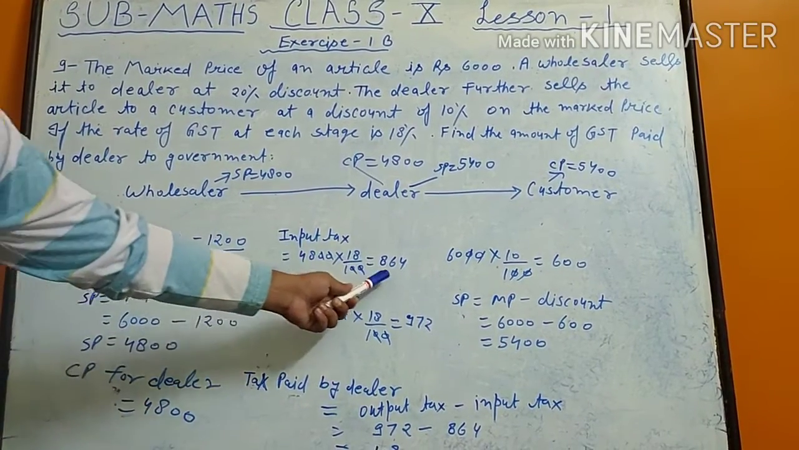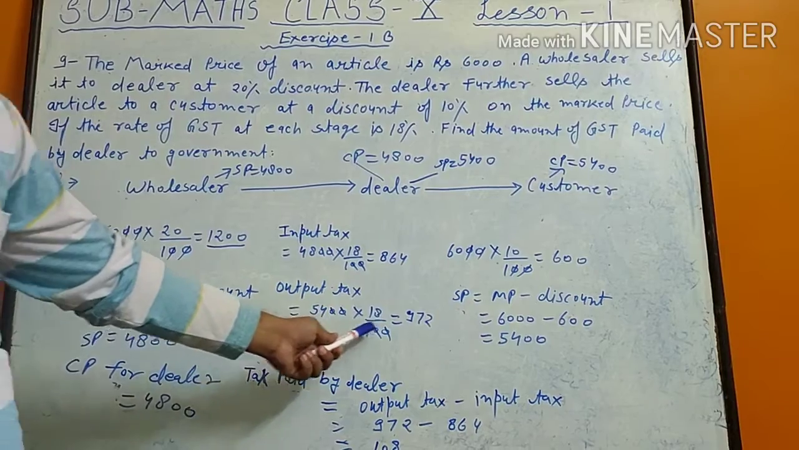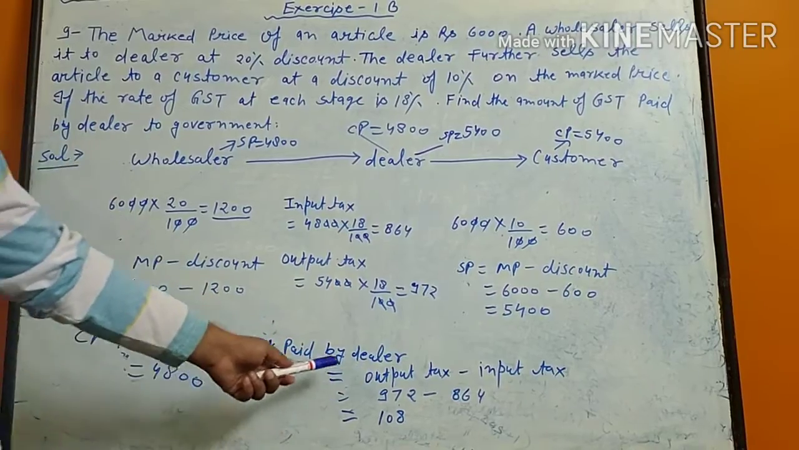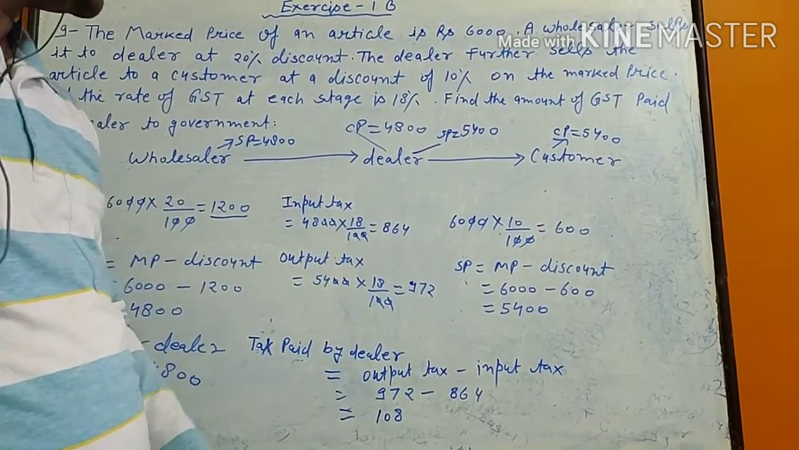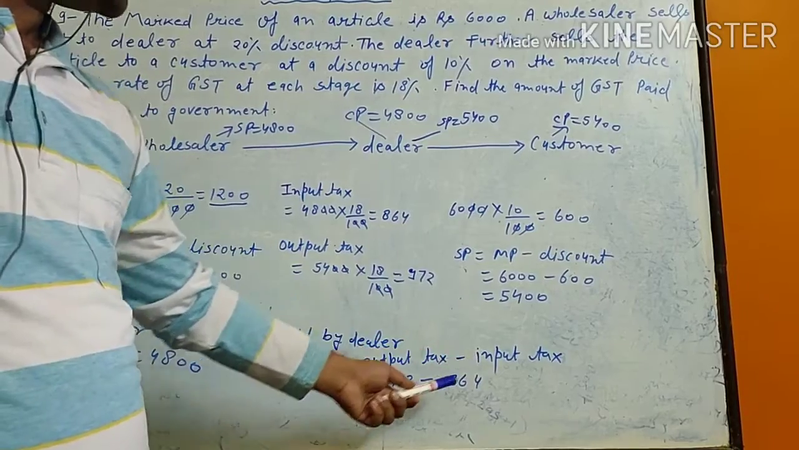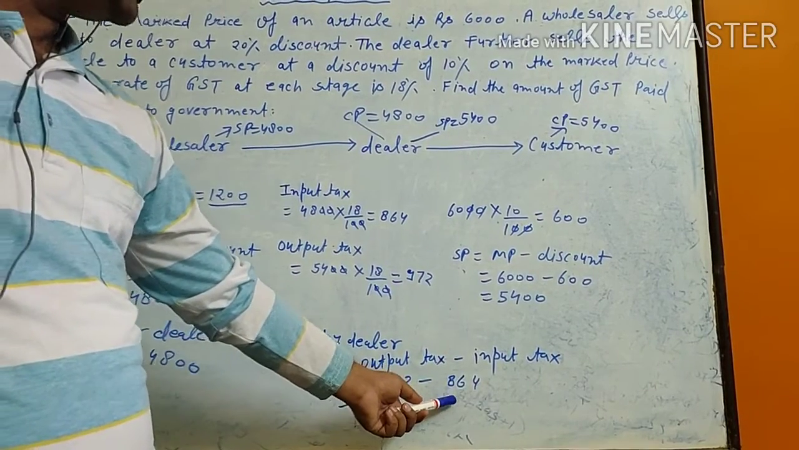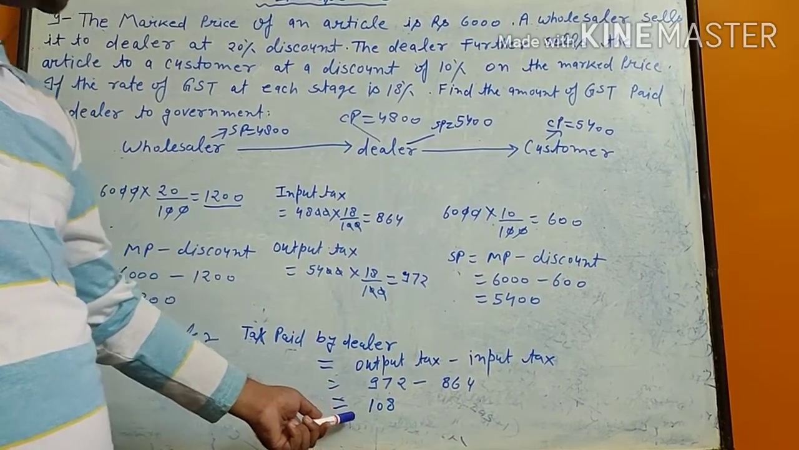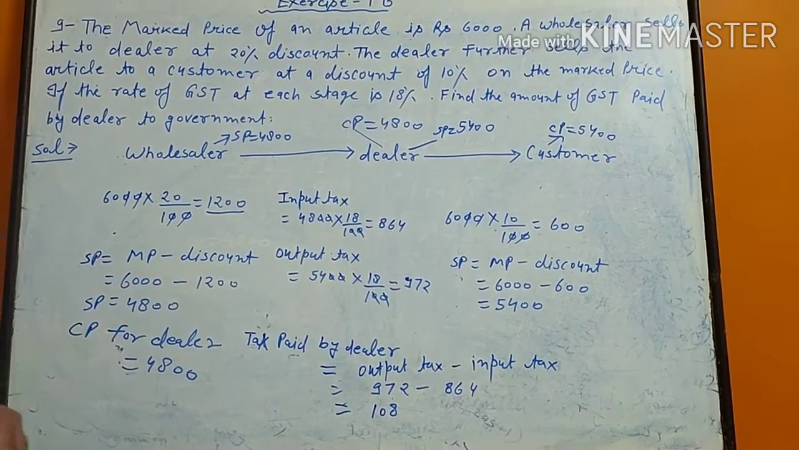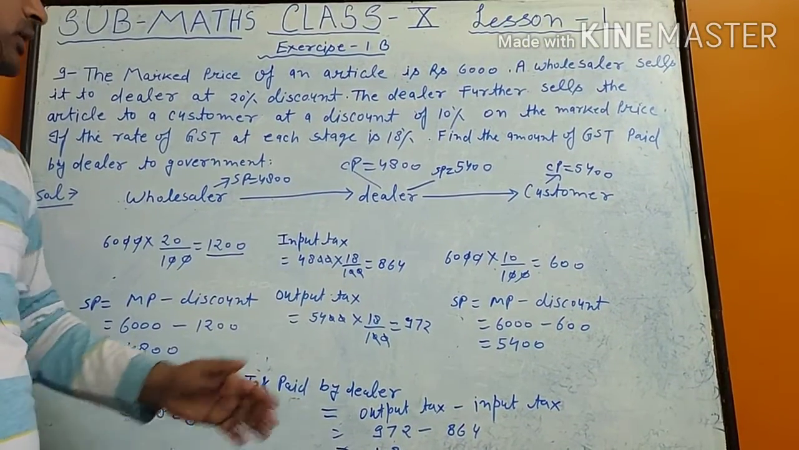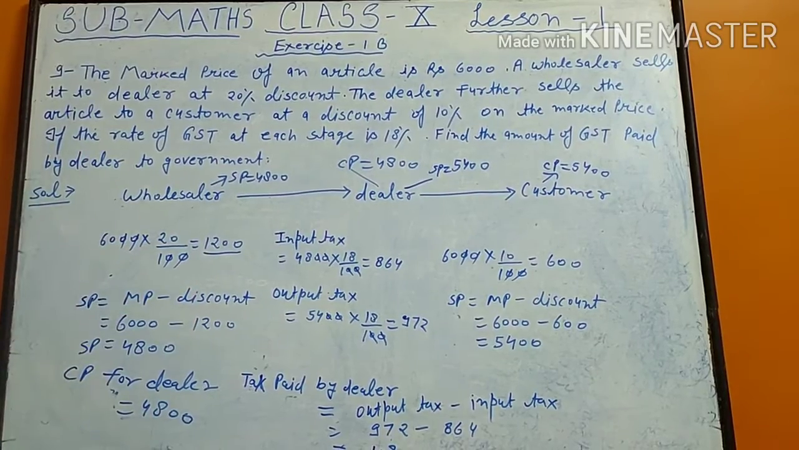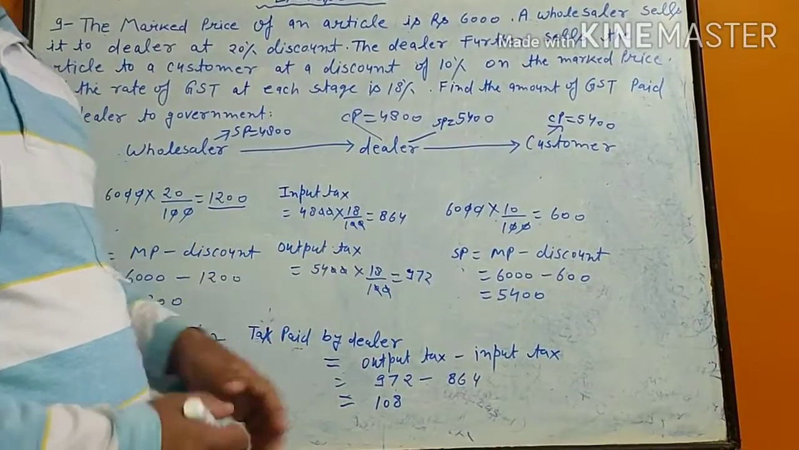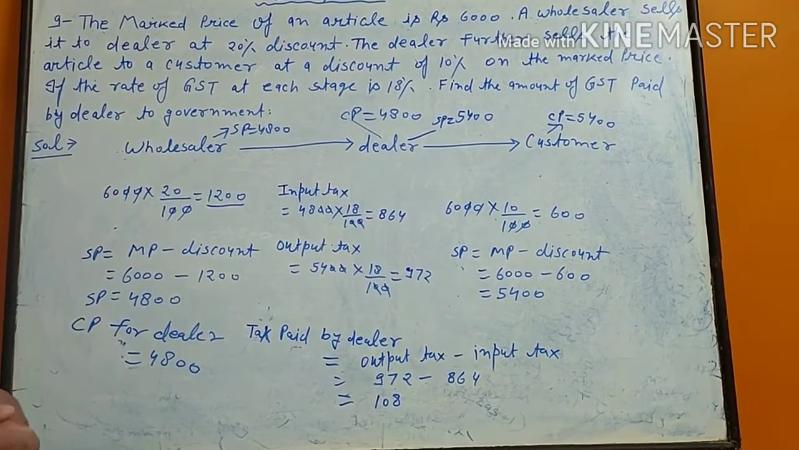So input tax 864 and output tax 972. It means the tax paid by the dealer is output tax minus input tax. So output tax 972 and input tax 864. So the remaining amount will be 108. It means 108 rupees will be paid by the dealer, because the input tax was already received by the government. So the remaining tax, that is 108, will be deposited by the dealer.